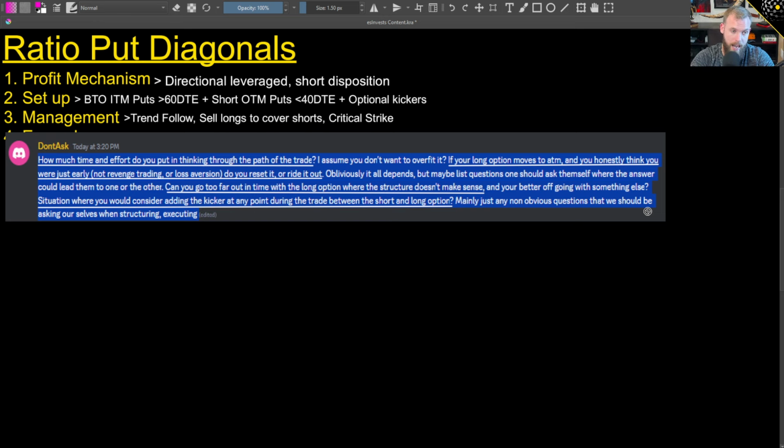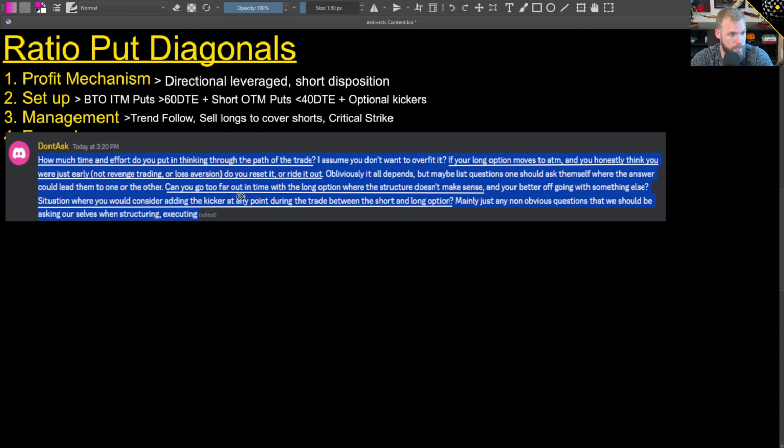I'm going to see how it flows. Then this one is, if your long option moves to at the money, meaning it's going in the wrong direction, and you honestly think you were just early, do you reset it or ride it out? It's a moot point, right? Because again, the P&L is defined on entry. So this will be defined before I even enter. If it's at the stop, I get out.